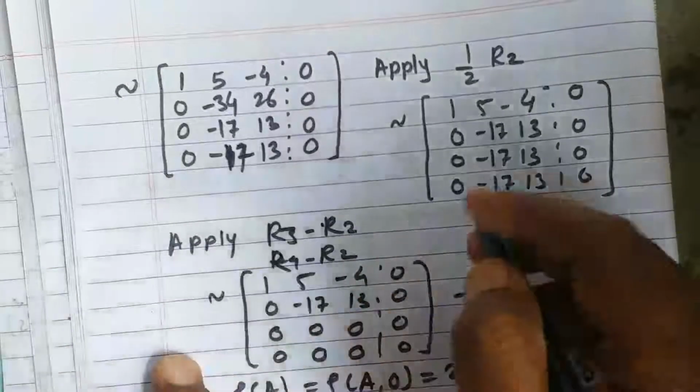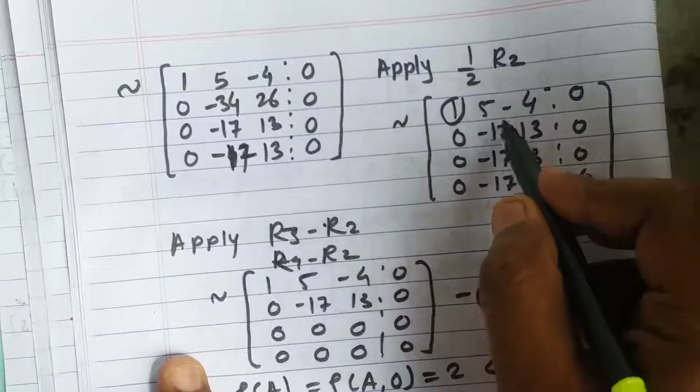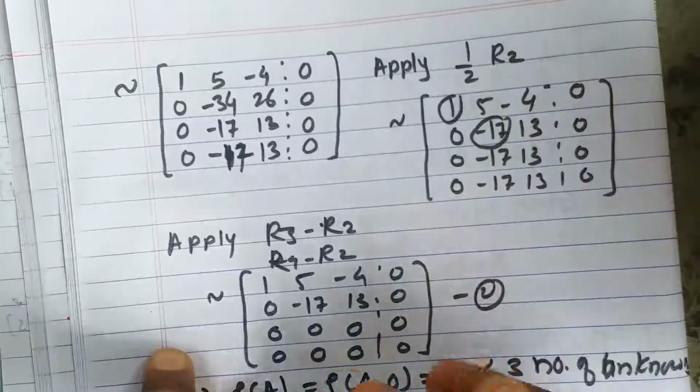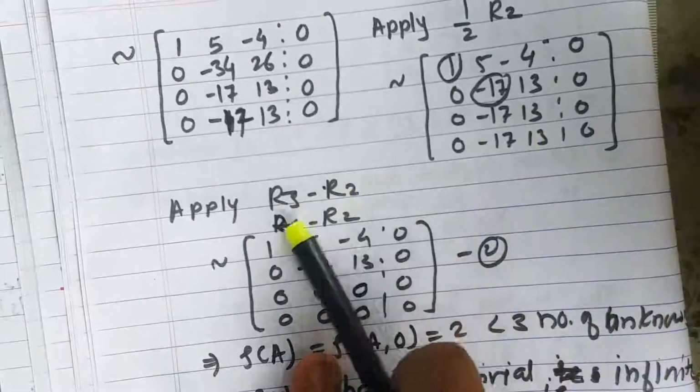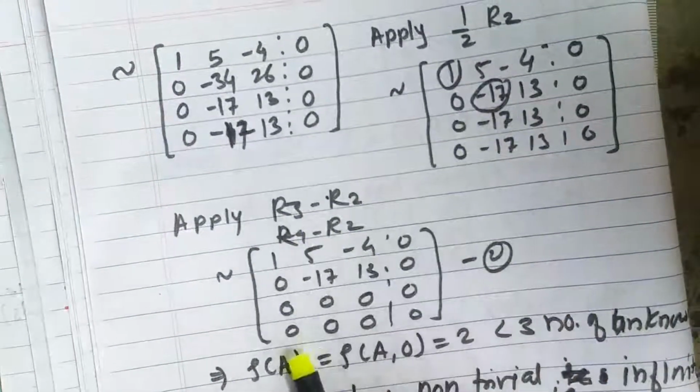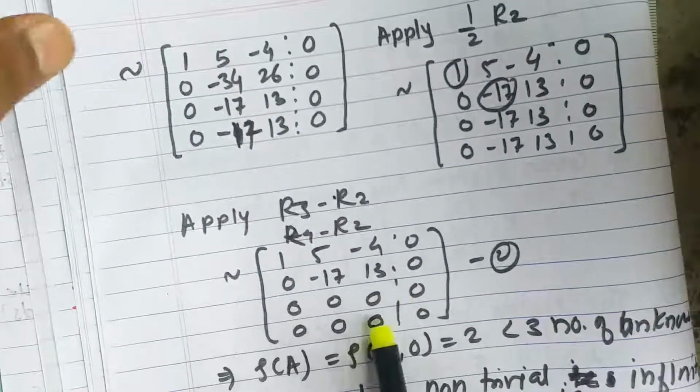Now this is the second pivot. Now this is the first pivot. Below that I have made the 0. Now below this I have to make 0. So by simple subtraction I can get there 0. So R3 minus R2 and R4 minus R2 I have performed. After that these last two rows become 0 totally.